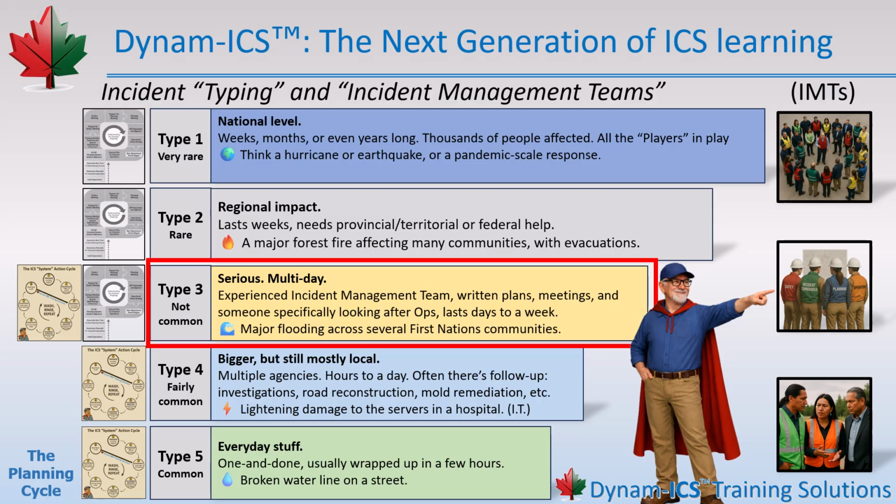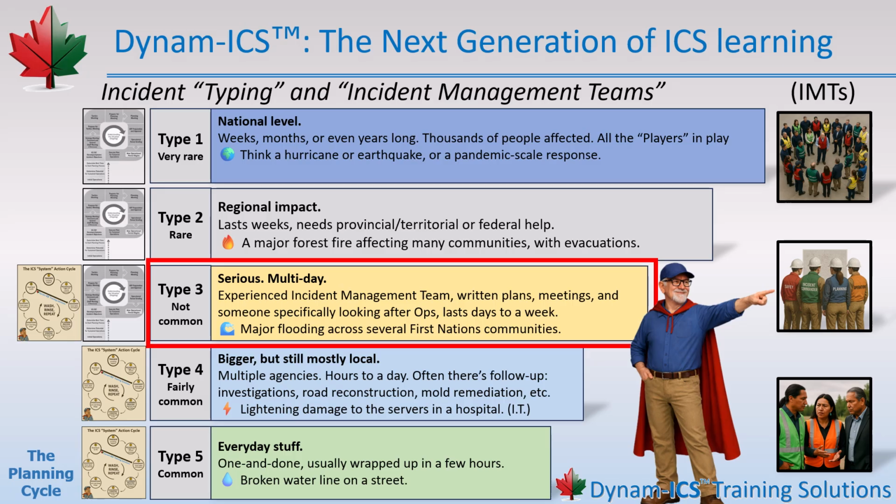Type 3 incidents are more serious and typically last multiple days. At this level, incidents usually require written plans, structured meetings, and someone specifically focused on managing operations over time. Types 2 and 1 are much less common and involve regional or national impacts, long durations, and very large numbers of people and organizations. Most non-emergency service agencies will rarely, if ever, operate at these levels.